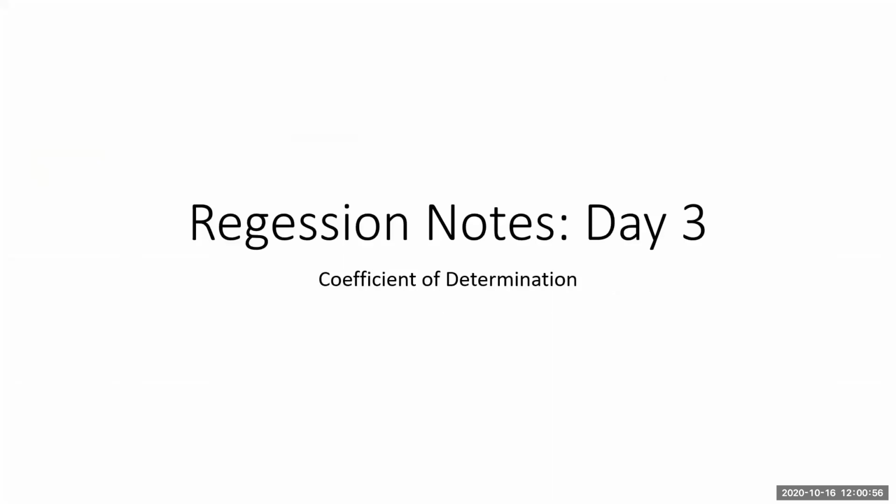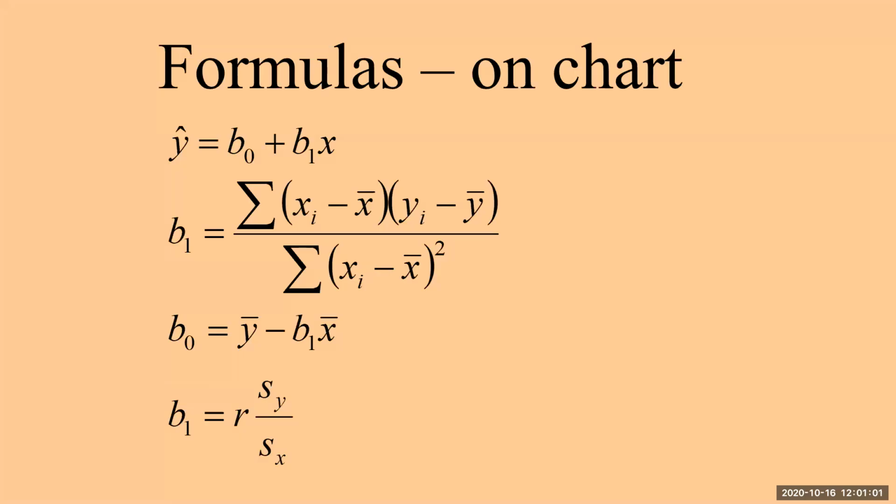We're going to do last day of regression notes, talking about coefficient of determination. First we're going to start by showing you some formulas on the AP formula sheet. Pull up that formula sheet, make sure that you know where they are located. What's nice is you don't need to memorize them. You just need to know what the variables actually represent.